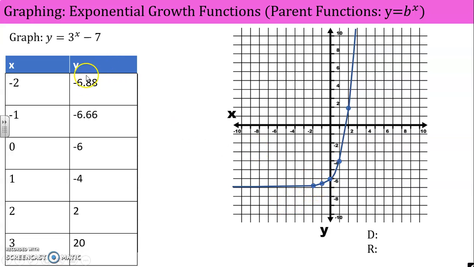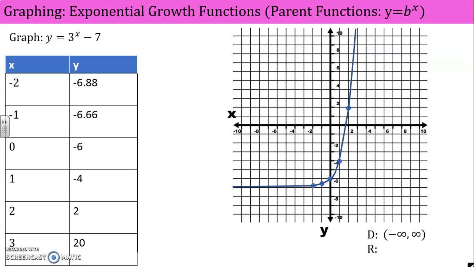I already plotted it. Are we going to be able to plot -6.88 perfectly? No, that's totally okay. You can see that it's approaching -7. If I were to keep plugging in values, -3, -4, -5, -6, it would get closer and closer and closer to -7. So that is our horizontal asymptote.